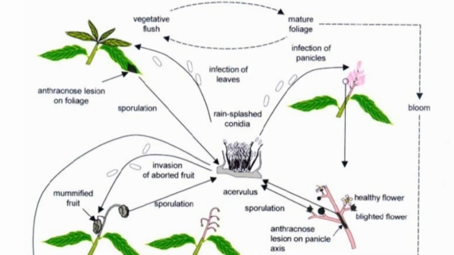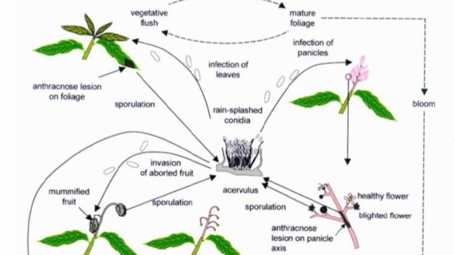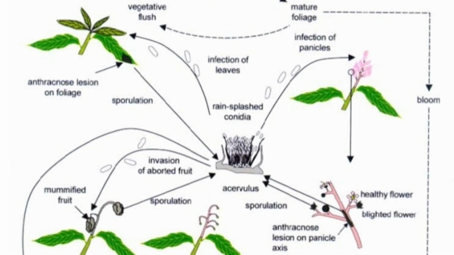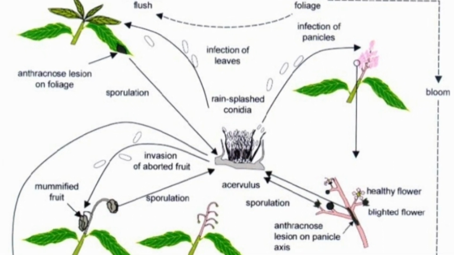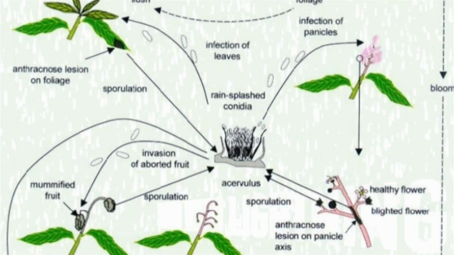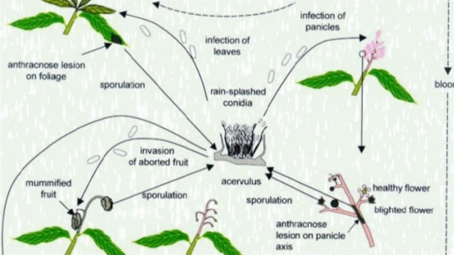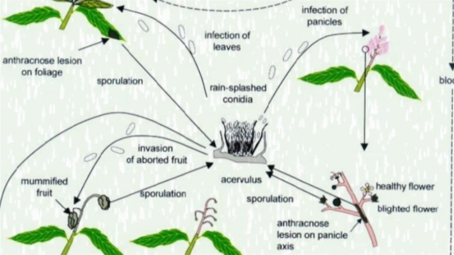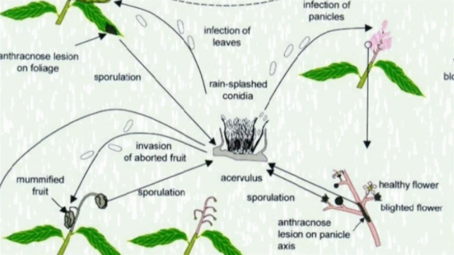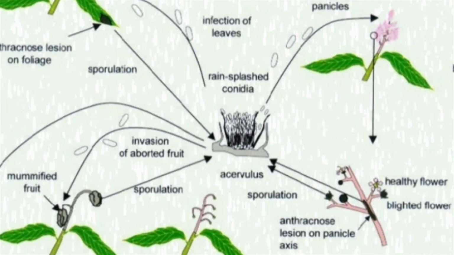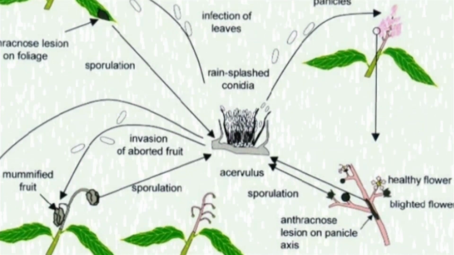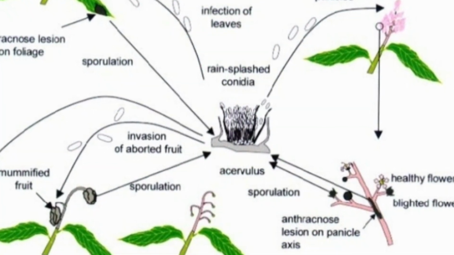When we talk about the disease cycle, the primary infection is through acervuli or saprophytic mycelium and conidia in the infected plant debris. The spread is through rain splashed conidia. When a rain of certain intensity falls on the infected parts, the conidia may get spread due to the rain splash to nearby sites.